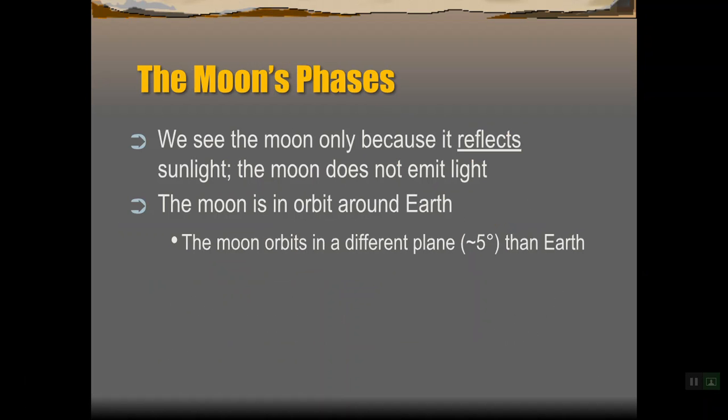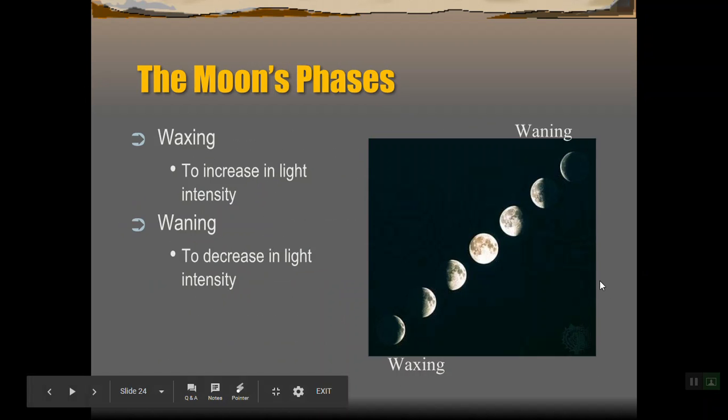We see the moon only because it reflects sunlight. The moon doesn't make any of its own light. It doesn't emit any of its own light. It's just a rock in space, and we're seeing sunlight being reflected off of the surface of the moon. Always 50% of the moon is lit up, but we might not necessarily see all of that 50% that's lit up because of where the moon is in its orbit.